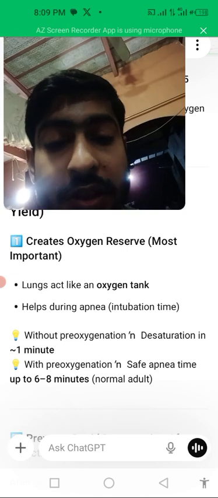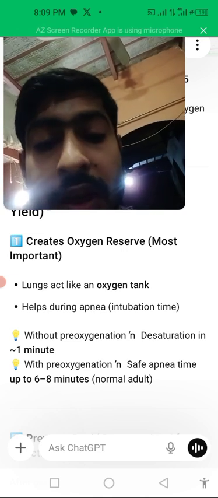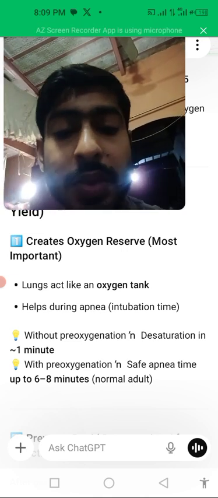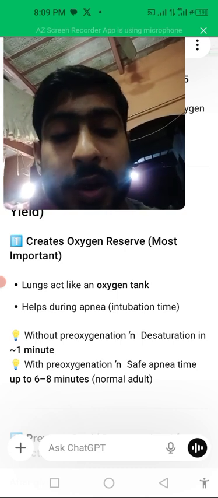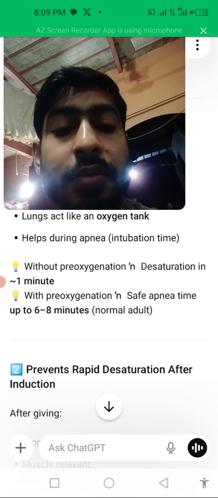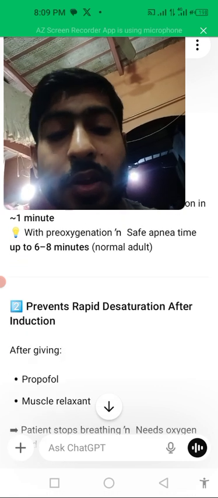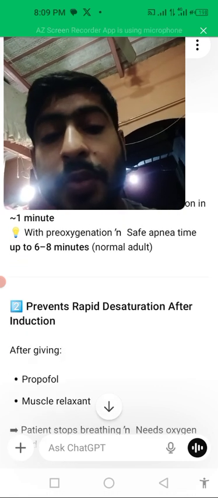If intubation is difficult and the tube is not passing, desaturation can happen within 1 minute. To prevent that, we have to do pre-oxygenation for 3 to 5 minutes, and it is safe to prevent apnea and manage the oxygen reserve for the patients.